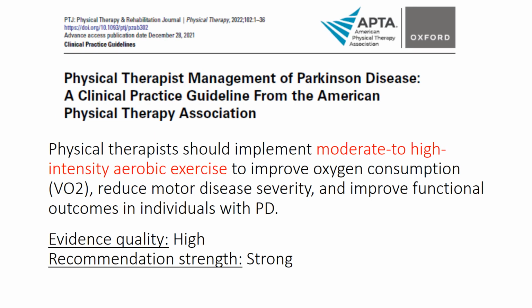The CPG recommends that physical therapists implement moderate to high intensity aerobic exercise to improve aerobic capacity, reduce motor disease symptoms, and improve functional outcomes in individuals with PD. The evidence quality is high and the recommendation strength is strong. So this informational video will highlight some key elements when it comes to implementing an aerobic exercise program in this patient population.